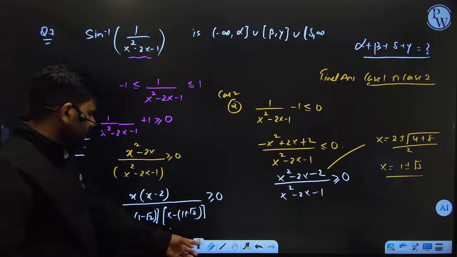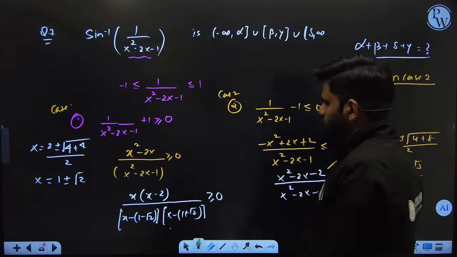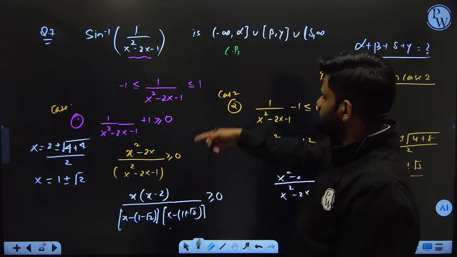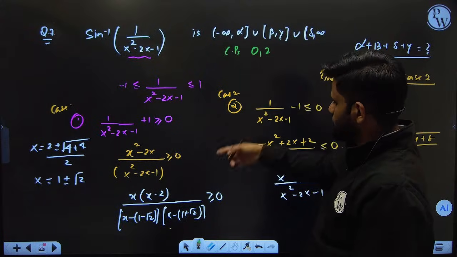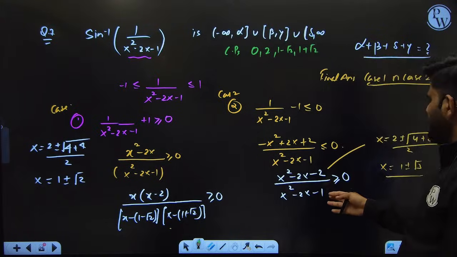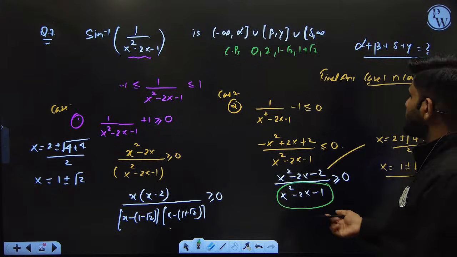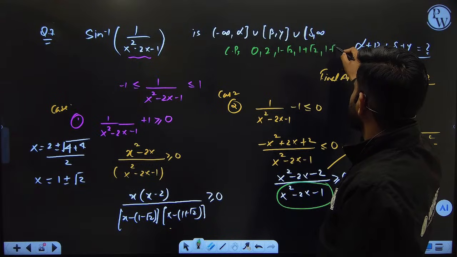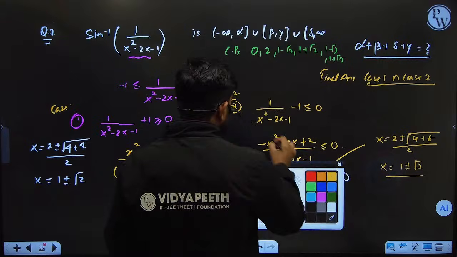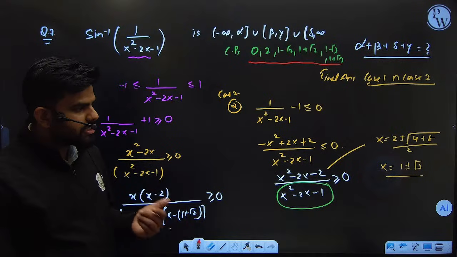Now one tricky part is, if you see the options, all the options are integers, right? So if you see the critical points, CPs, the critical points of the first case are 0, 2, 1 minus root 2, 1 plus root 2, and the critical points from the second case. The denominator is the same, so the only new critical points are these. So there are 6 critical points. Now the answer is an integer. What does it mean?